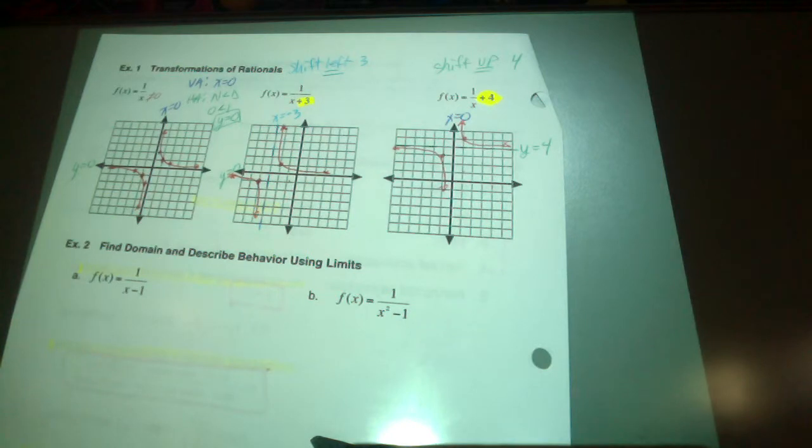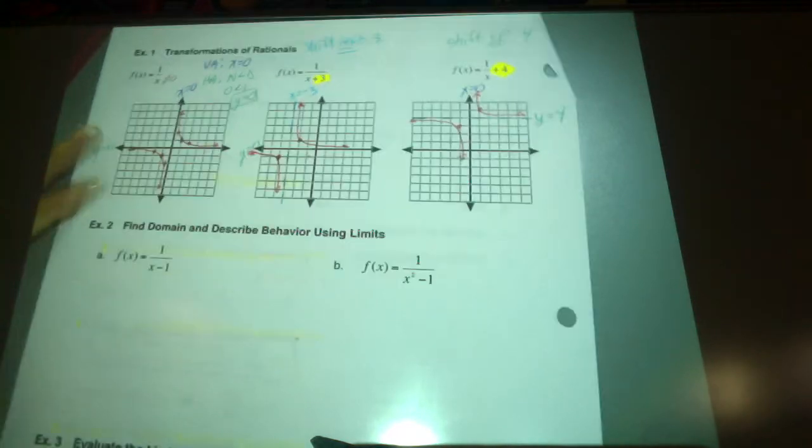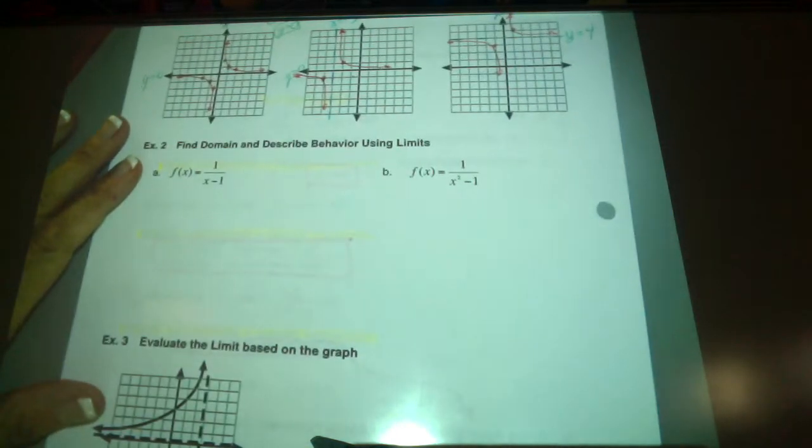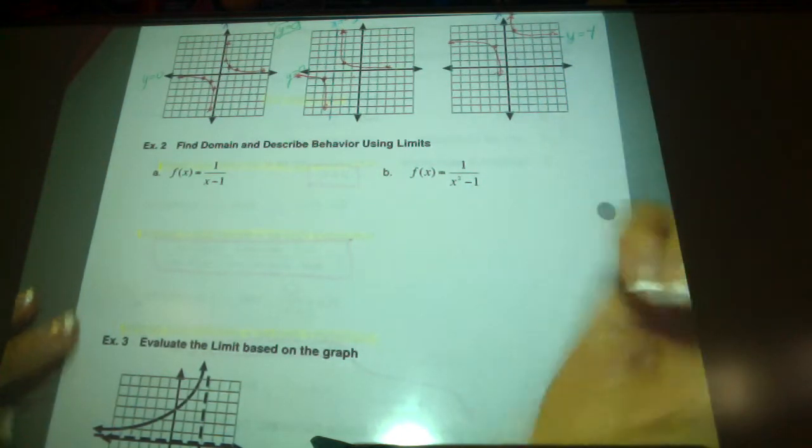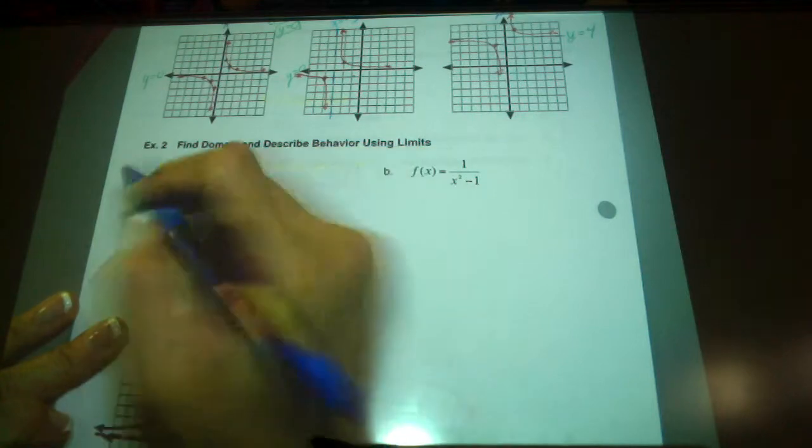All right, so example 2 is different because they're asking you to find the domain this time and describe the behaviors. You're going to need your calculator because, although, well, A, you won't necessarily need your calculator because you can sketch that graph on your own. B, you're going to want your calculator. So the first thing I'm going to do is find my domain. What are my domain restrictions?